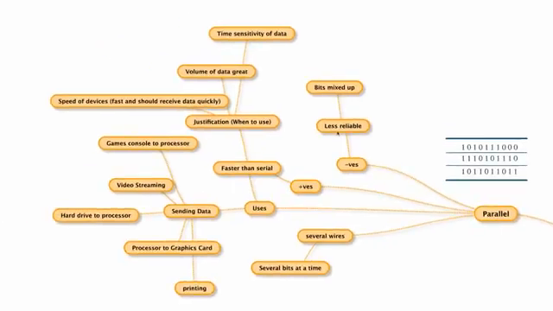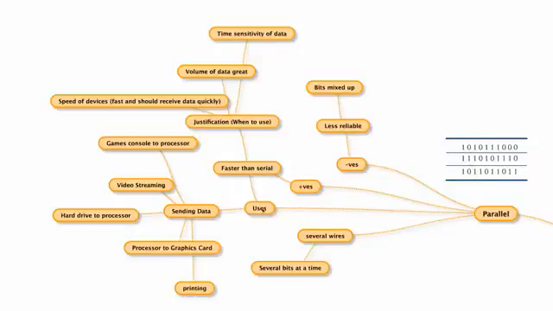Okay, so the next type of transmission we're going to look at is parallel. Parallel is when we have several wires, and that means several bits at a time can go down the wires. If we just look at this example, we've got several wires in it, and we've got 3 bits going down at the same time.